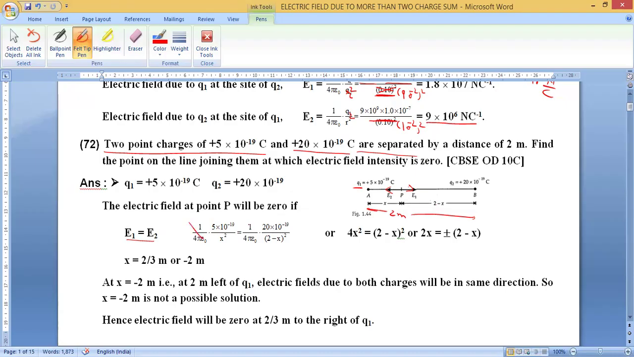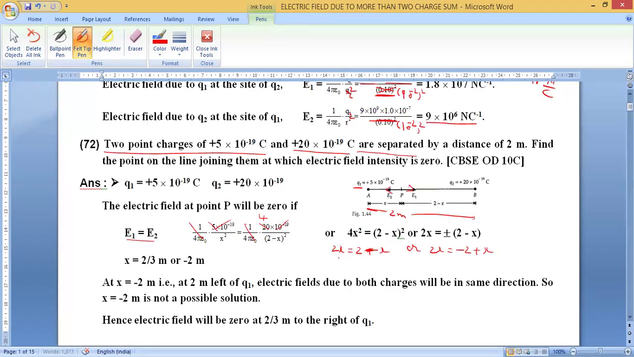So both sides 1 upon 4 pi epsilon 0 cancel. Now 10 raised to minus 19 cancel here. 5 also cancel. Here 5 into 4, we take 4. So 4 into x square, so 4x square, 2x square left side, so 2x, 2 minus x square. So now take square root both sides. So 2x is equal to plus or minus 2 minus x. So it means 2x is equal to plus 2 minus x or 2x is equal to minus 2 plus x.